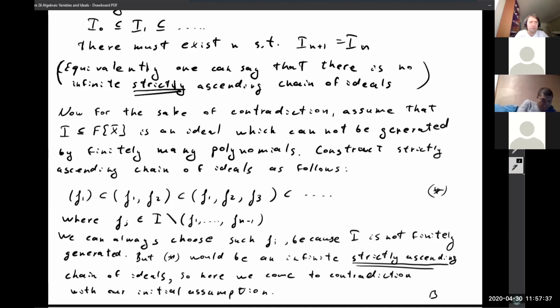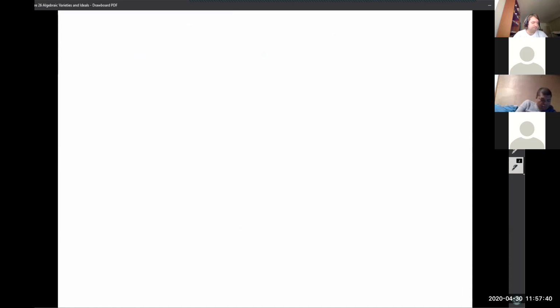Okay. So, as a summary, what we just proved is that every ideal in the polynomial ring in many variables is finitely generated, and radical ideals are in one-to-one correspondence with solutions to algebraic equations. Okay, so this brings two questions.